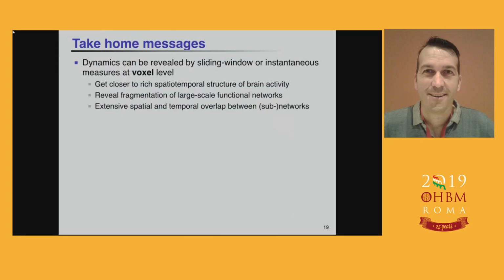So, take-home messages. Dynamics can be revealed in different ways. At the voxel level, this gets us closer to the rich spatiotemporal structure of human brain activity. In all cases, we see that things are not as easy as we once thought, in the sense that the default mode network and others are dynamically clearly fragmented. We also see extensive spatial and temporal overlap between these subsystems.